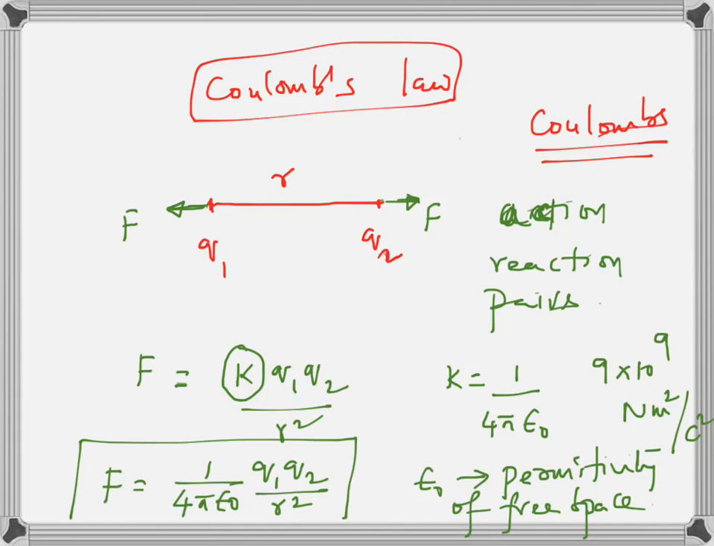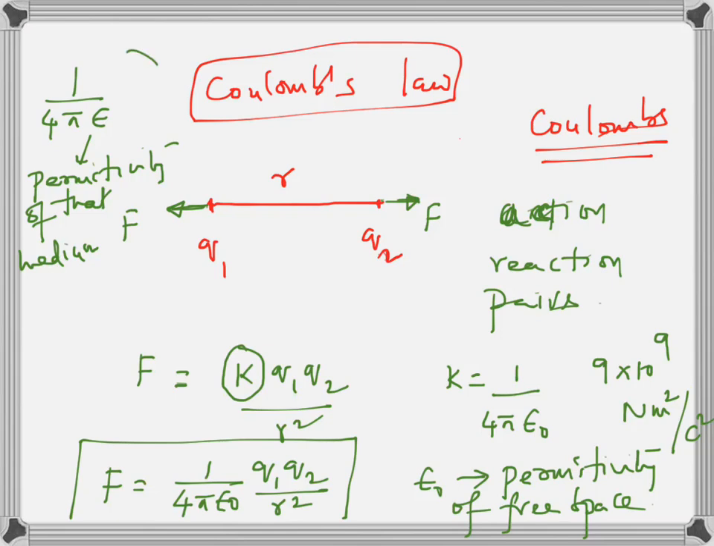Okay, so is that clear? For any other medium, the constant is written as 1 by 4 pi epsilon, where epsilon is the permittivity of that medium, in whichever medium the charges are placed. Okay, that is the idea of this law.